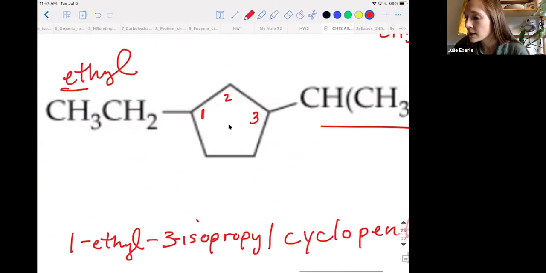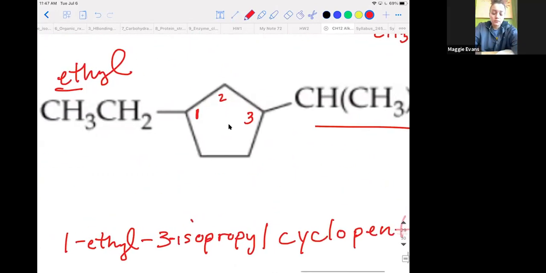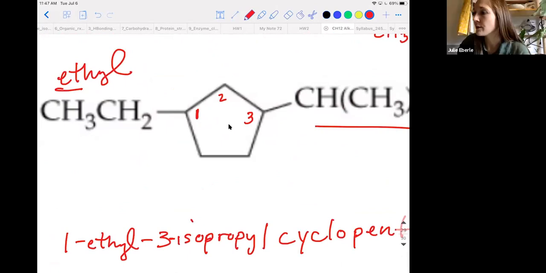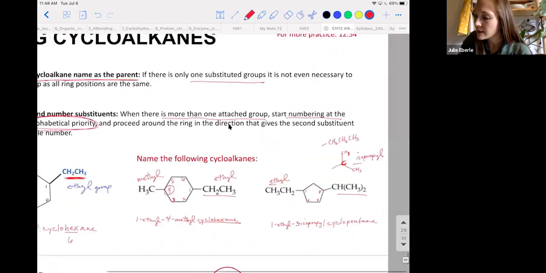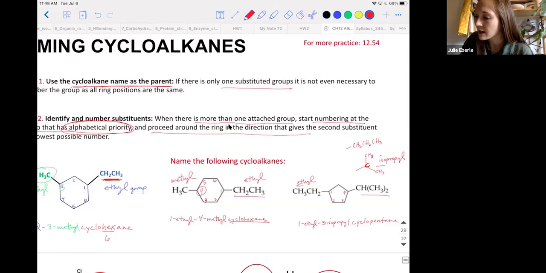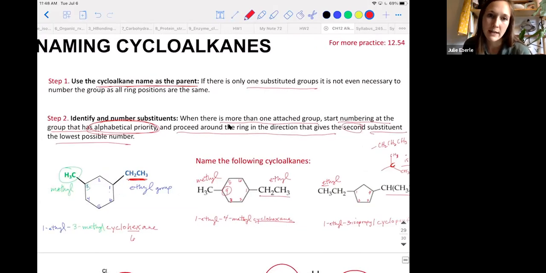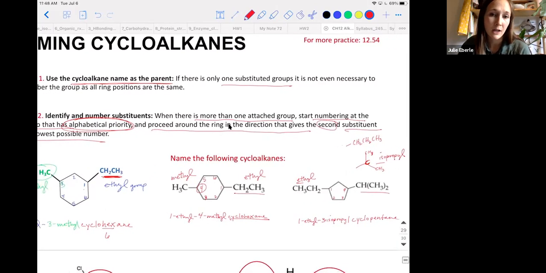Why did you go clockwise? Maggie, because I wanted to give this second group, my isopropyl group, the lowest possible number here. If I would have numbered the other way, like 1, 2, 3, this would have had a 4. It'd be 4-isopropyl. But what it tells us to do is proceed around the ring in the direction that gives the second substituent the lowest possible number. So that's why you've got to look at, do I need to number clockwise or counterclockwise? Which way is going to give my second substituent the lowest possible number?